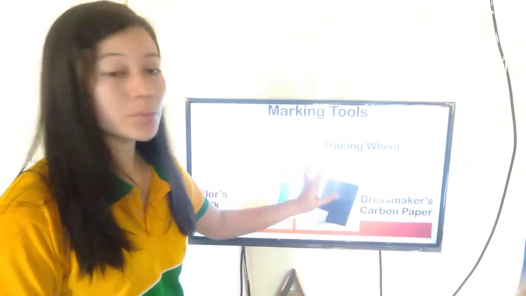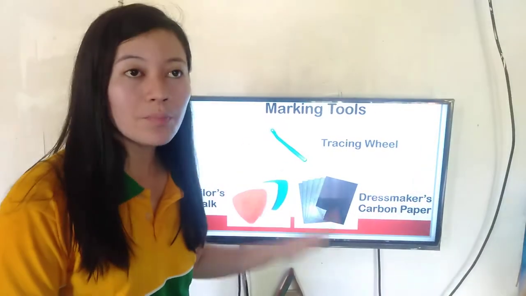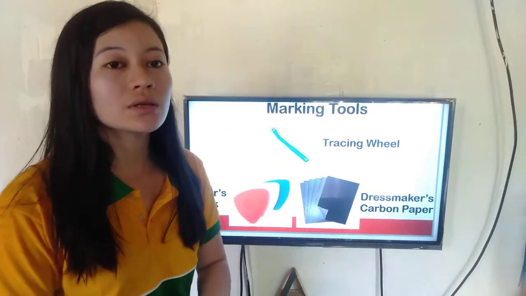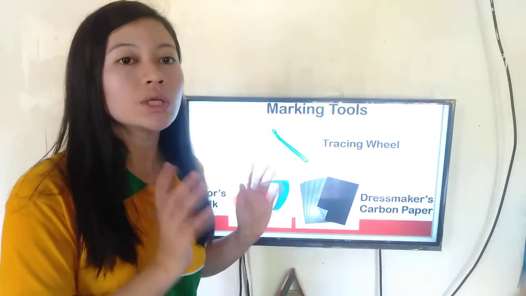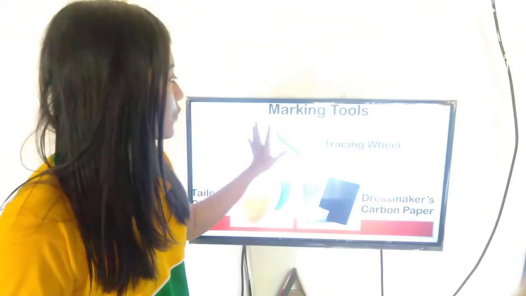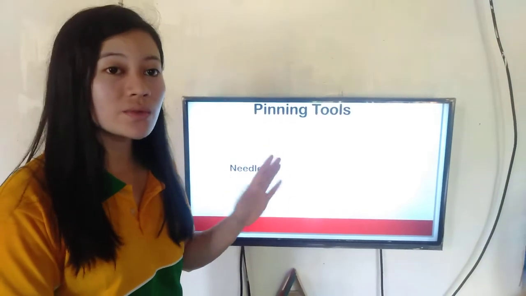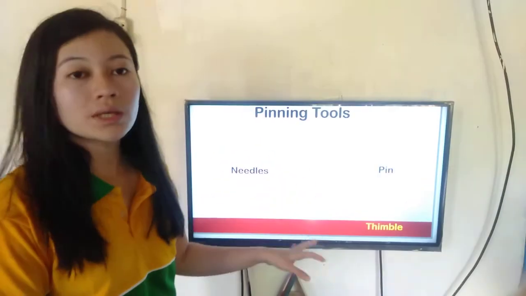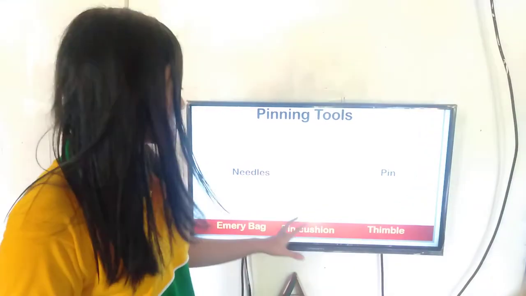Tracing wheel and carbon paper, this is for tracing the pattern to transfer it on the wrong side of the fabric, since our pattern is only good for the right side. Then the fourth one, we have pinning tools. We have 5 tools here: needles, pins, emery bag, pin cushion, and thimble.